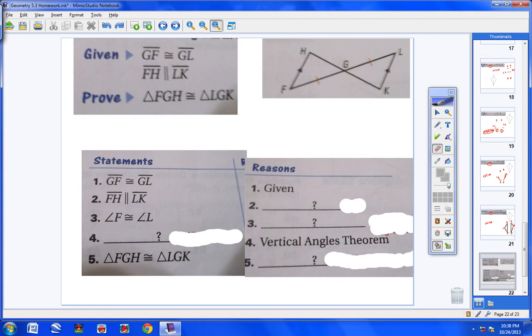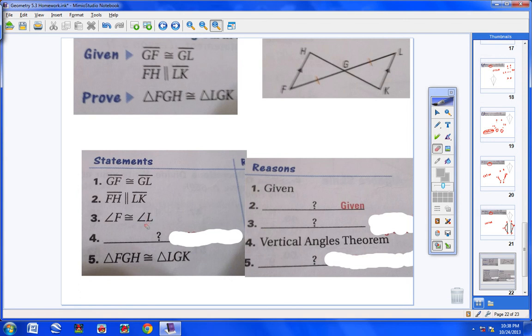How do we know? How can we state that? How do we know that? Well, look. Is it not part of your given? FH is parallel to LK, right? Here it is. So there we can just say it's part of our given. Now I know I taught you to write all of that as step 1, and most of the time they will, but that's okay to do it like this also. So that's your given. Now, how can I state that angle F is congruent to angle L?